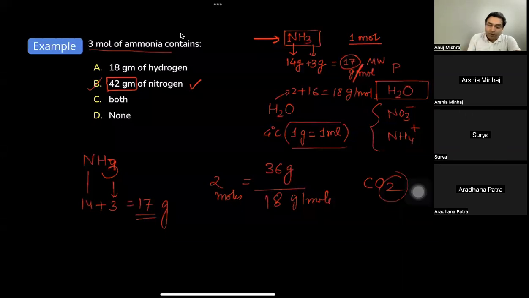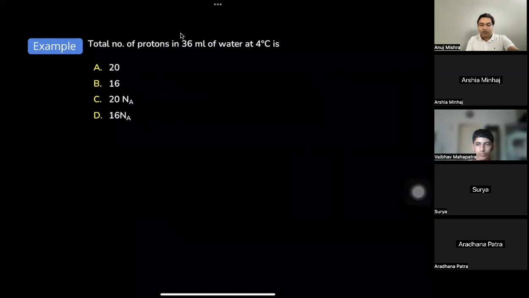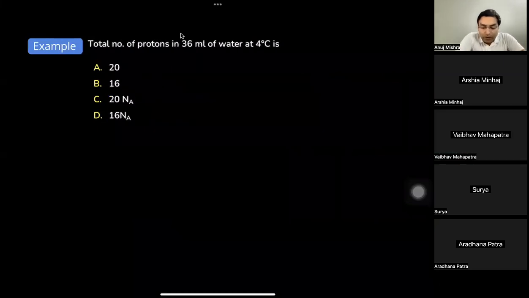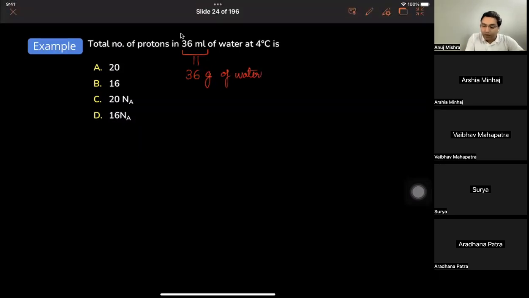Okay, now let's see one more question for you. Try this question. Total number of protons in 36 ml of water. So 36 ml of water is equal to 36 grams of water. Please note down: 36 ml of water is 36 grams of water.